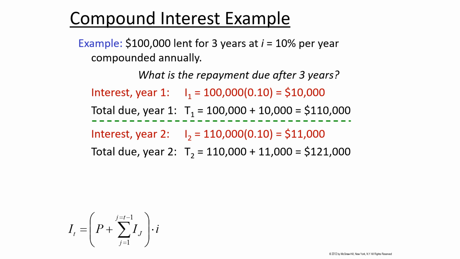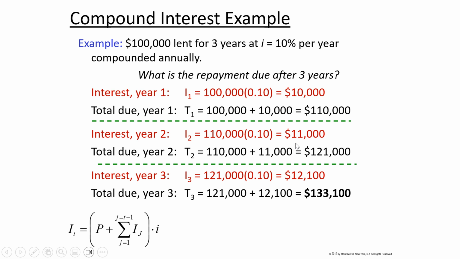And so you can detect that there's a pattern here. For year 3, the interest that's due is 10% of the balance at the end of the second year. So 10% of $121,000 means it's $12,100 of new interest added to the previous tab. And so at the end of the 3 years, the total amount which is owed is $133,100. So simple interest was $130,000.